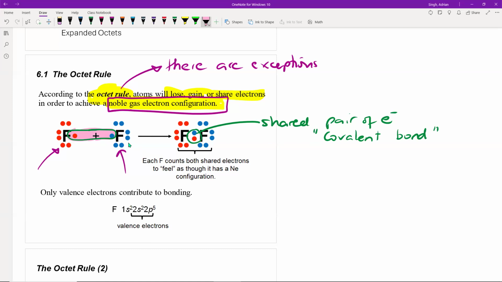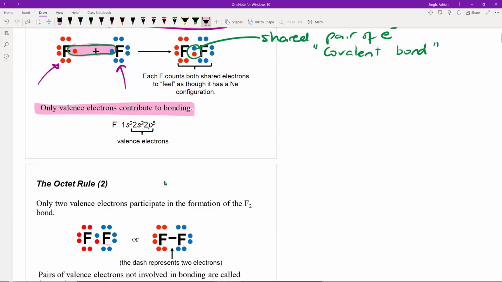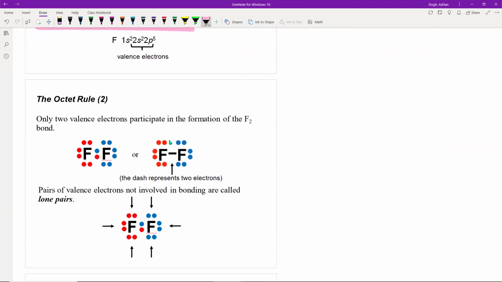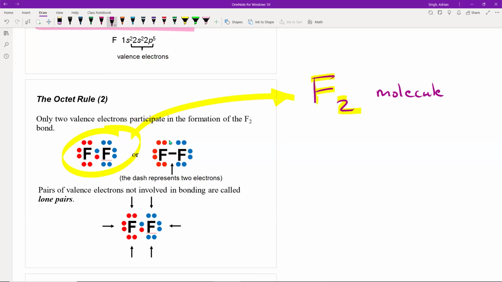Another thing to keep in mind as we go through this section is that we're going to focus only on the valence electrons. The core electrons, the inner electrons, don't really contribute to bonding or chemical reactions. It's the valence electrons that are the most important. So when we write our Lewis-dot structure, if I combine two Fs together, I get F2, the fluorine molecule. It's still an element because it's made up of two of the same type of atom, but now it's a molecule. We have two things combined together.